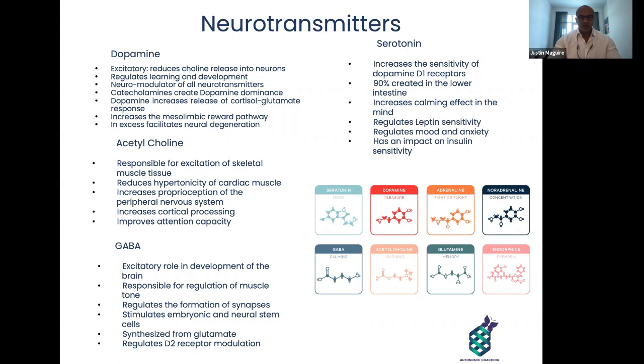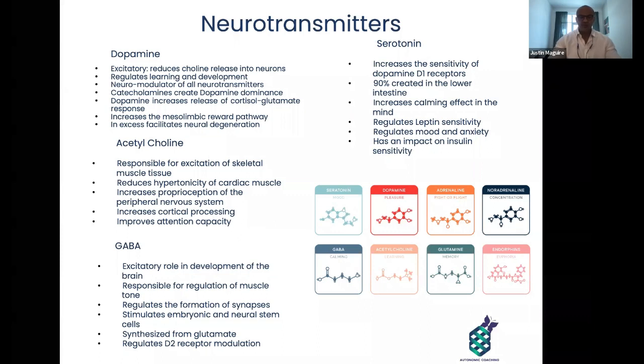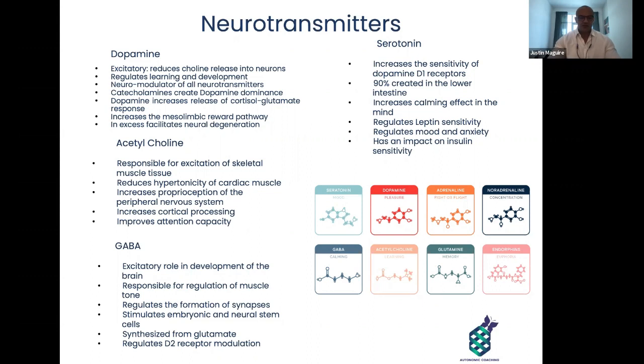Catecholamine created dopamine dominance. Okay, so when you have an excessive quantitative release of stress, as mentioned before for factors, you will increase the quantitative release of dopamine. This can initially be beneficial, but detrimental in the long term. Dopamine increases the release of cortisol, glutamate response, increases the mesolimbic reward pathway. So this is why it's really important for movement pattern learning, but again, in the quantity required.